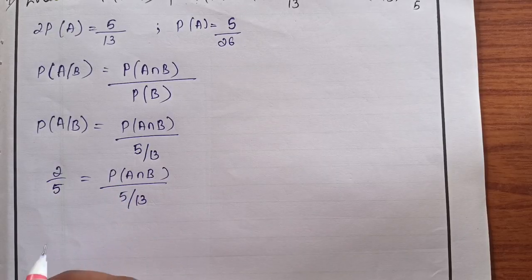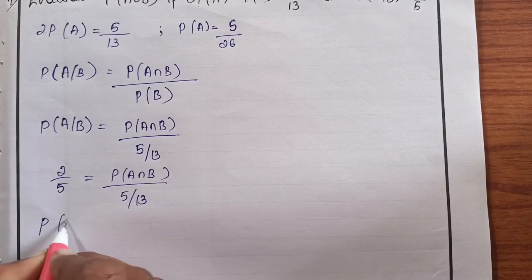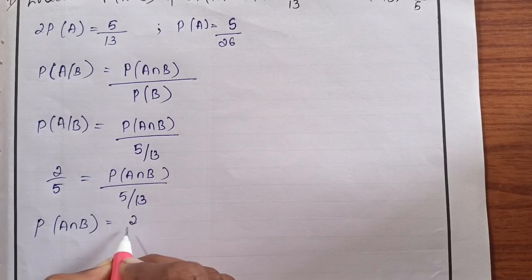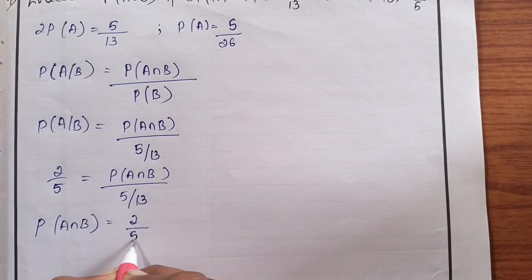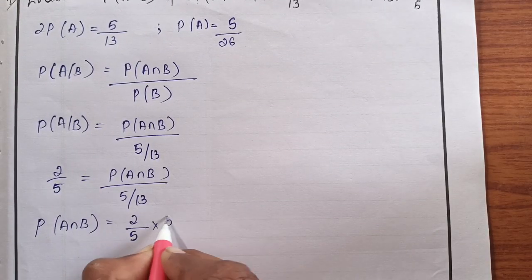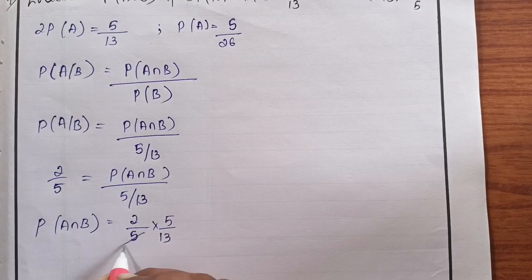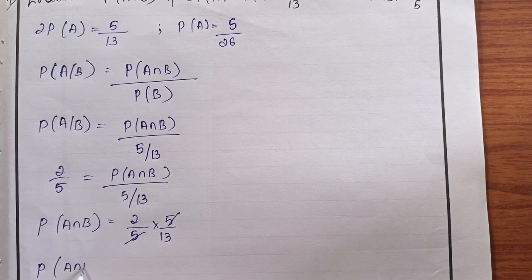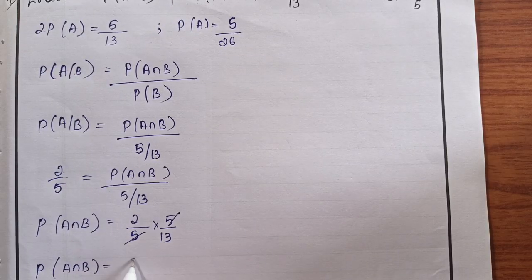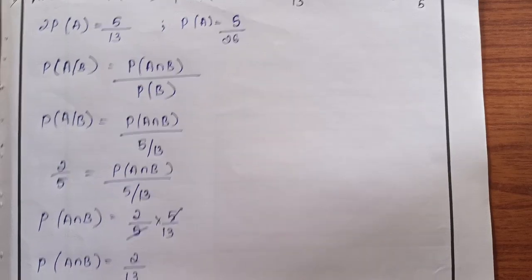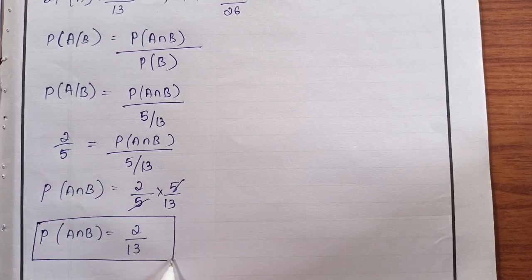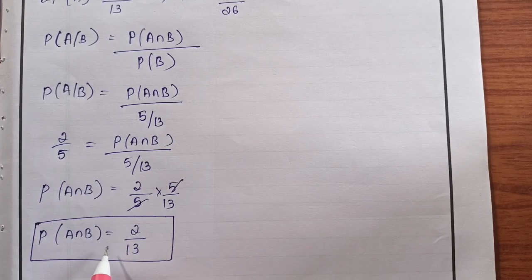Probability of A intersection B. Then this becomes 2 by 5 into 5 by 13. 5 cancel. Then probability of A intersection B is equal to 2 by 13. So we get the probability of A intersection B value.